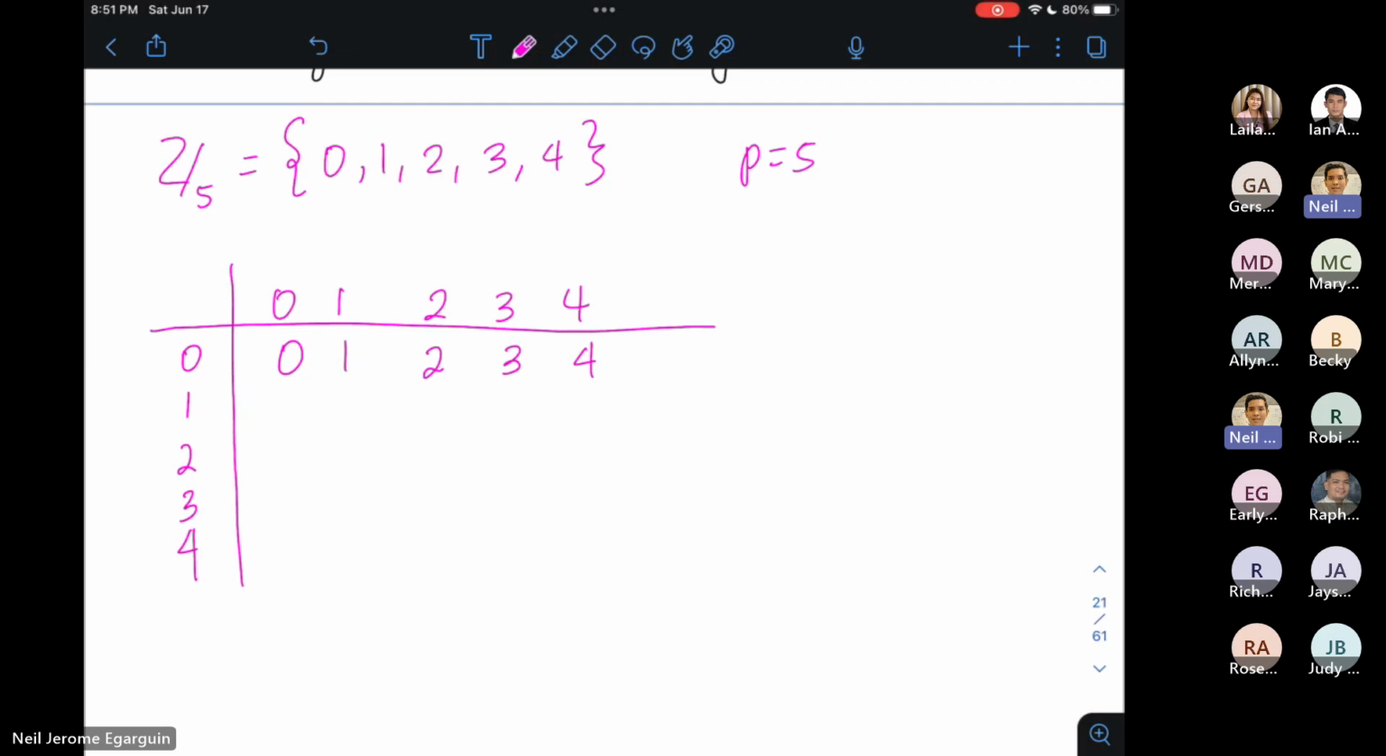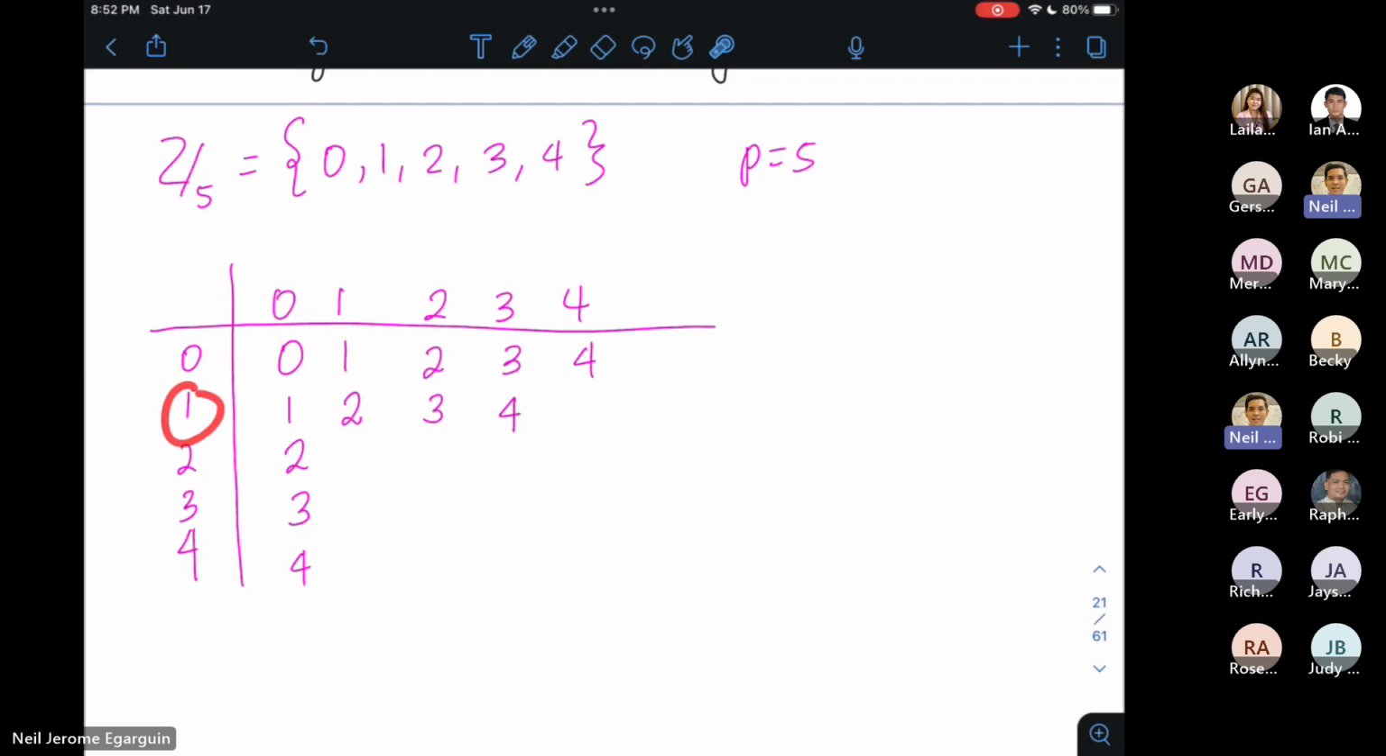Tapos, alam ko naman, 1 plus 0 ay 1, 2 plus 0 ay 2, 3 plus 0 ay 3, 4 plus 0 ay 4. Okay? Ang shortcut ay, pag hindi lumampas ng 4, yung sagot sa addition, then that is still the answer. Okay? So, halimbawa, 1 plus 1, ang sagot dyan ay 2. Ang 1 plus 2 ay 3. Ang 1 plus 3 ay 4.